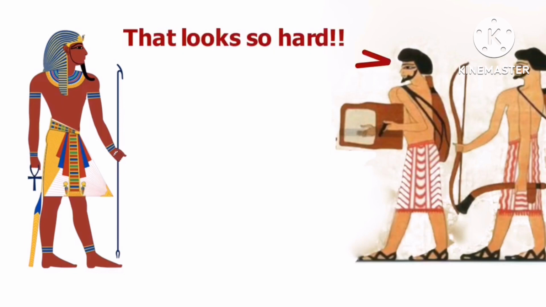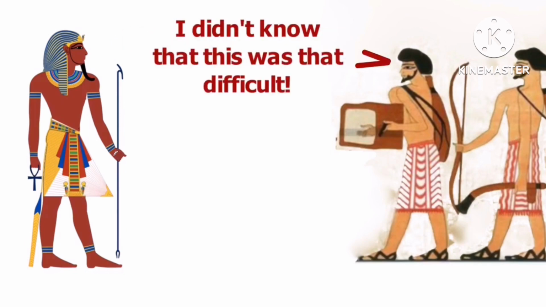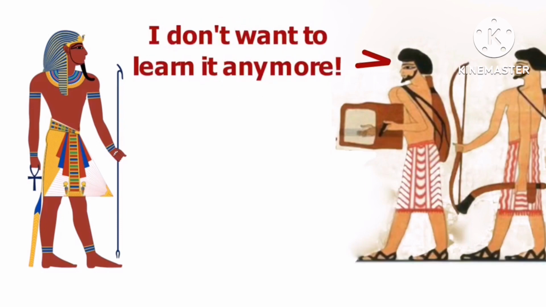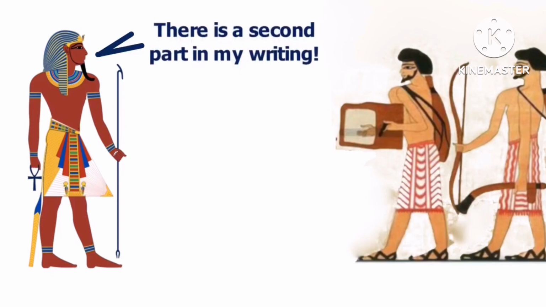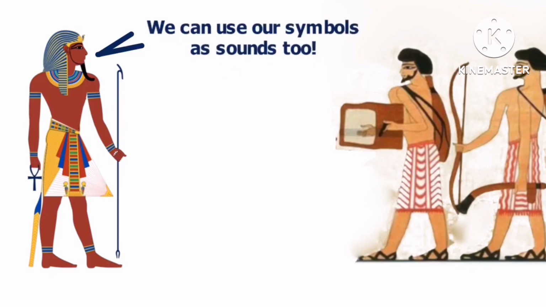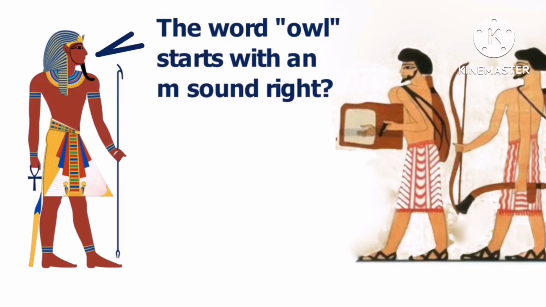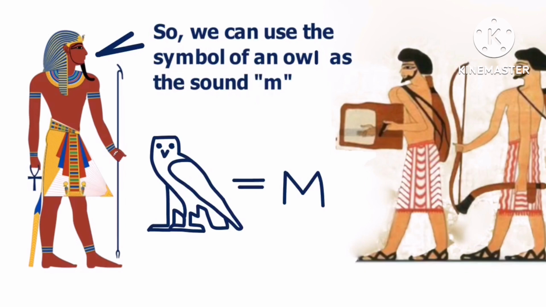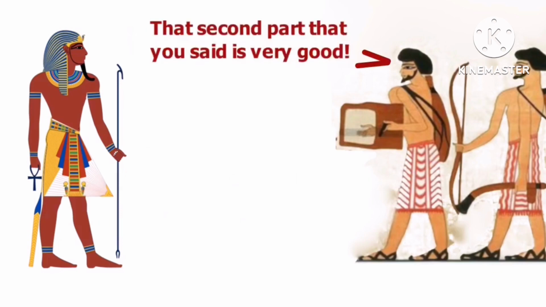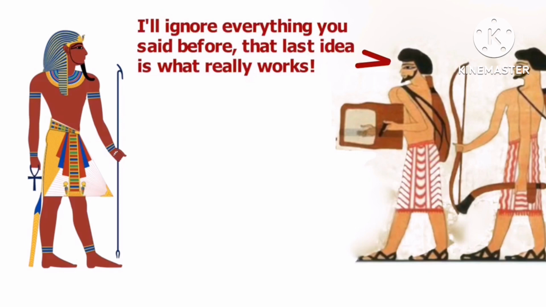Each one has a meaning that you must remember. That looks so hard. I didn't know that this was that difficult. I don't wanna learn it anymore. Shut up! I'm not done talking. There is a second part in my writing system. We can use our symbols as sounds too. For example, the word owl starts with an M sound, right? So we can use the symbol of an owl as the sound M. Wait, actually, that second part that you said is very good. Now ignore everything you said before. That last idea is what really works.